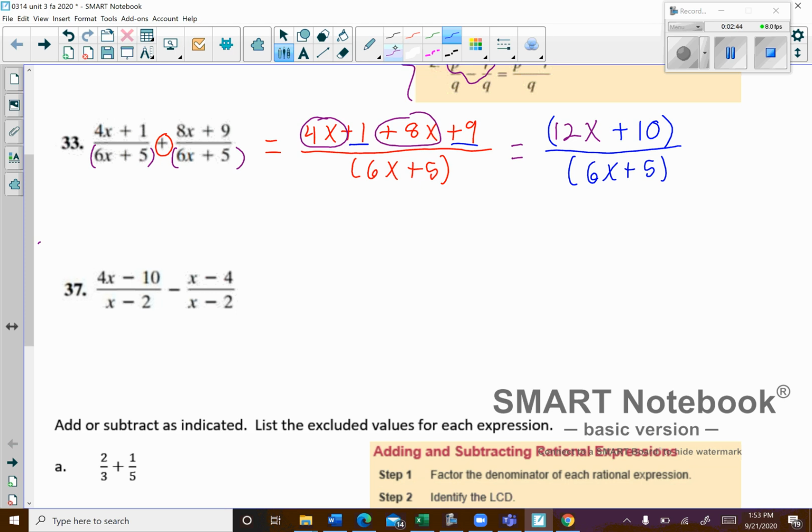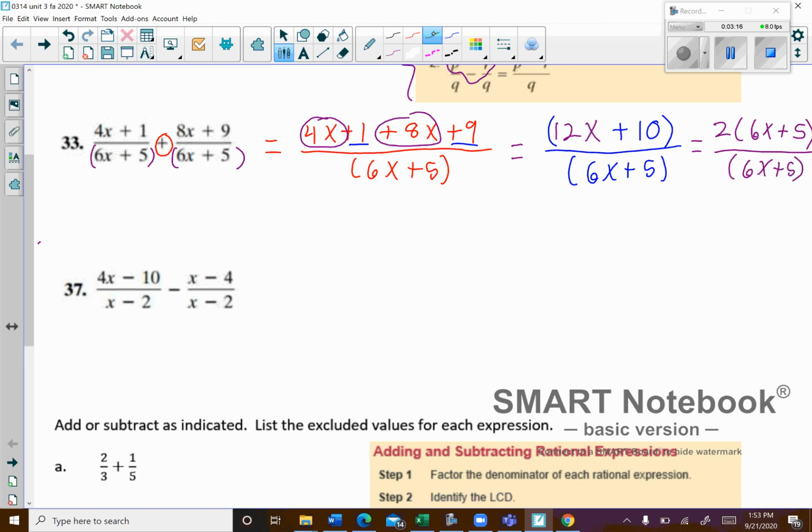But what I want you to notice is that the top is factorable. Once I combine my like terms, you can notice that 12x plus 10 both are divisible by a factor of 2. Before combining, they don't have anything in common to factor. So I'm going to factor out a 2 on top. That will turn the 12x into a 6x, and the plus 10 into a plus 5. And now I do have some common factors that I can cancel out.